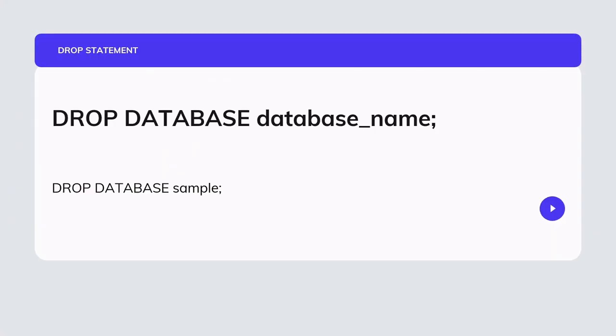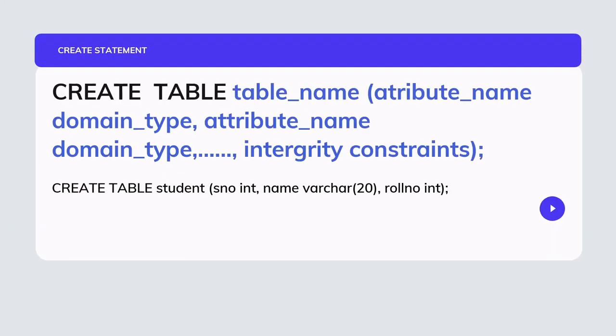The next one is create statement. So create statement is used to create a new table. So how does this statement work? Create table keywords, then table name, then you have attribute name followed by the domain type. Similarly, a list of attribute name, domain type pairs, and then you have integrity constraints. If I create table student, serial number int, name varchar 20, roll number int. This is how you create a table.